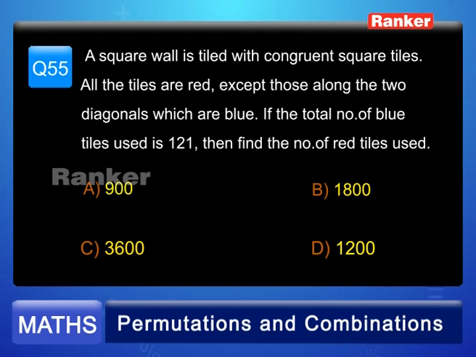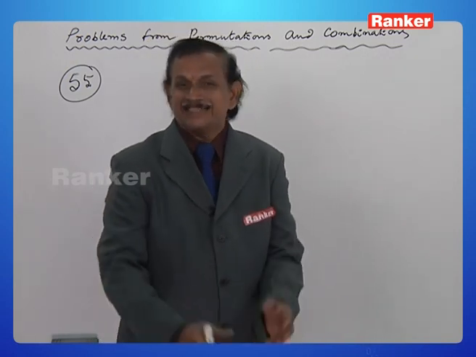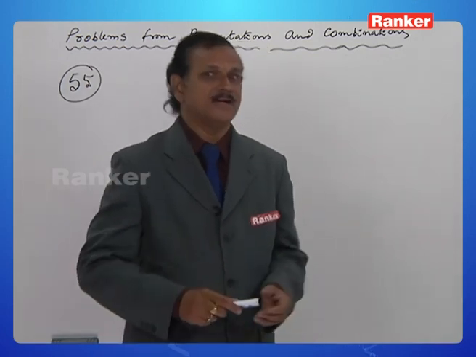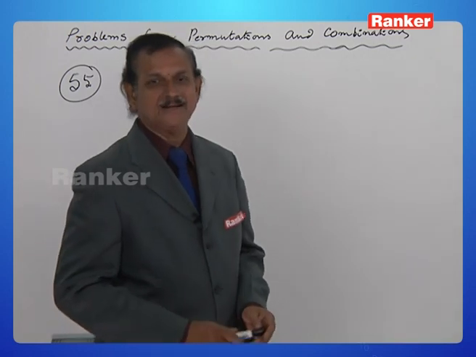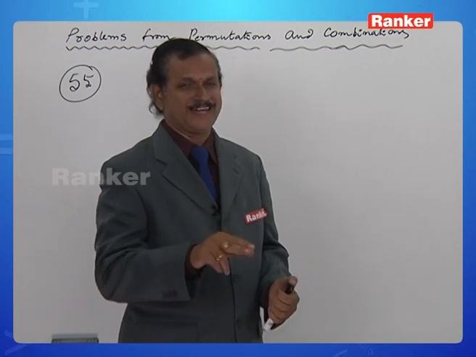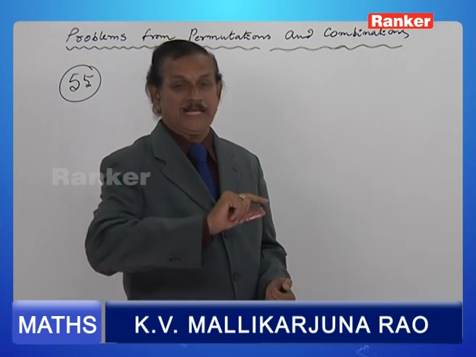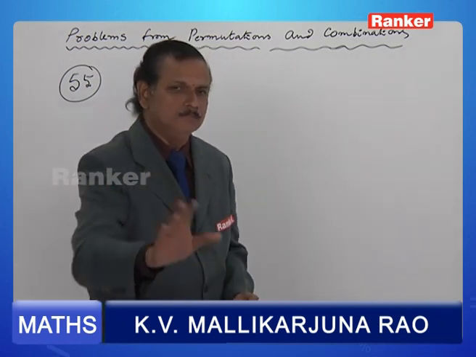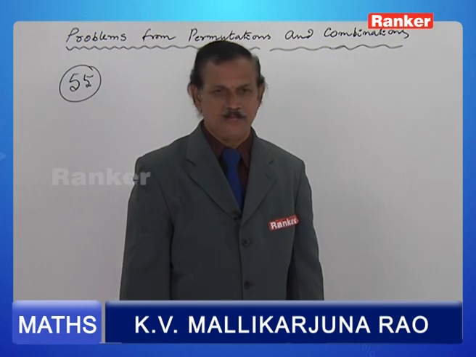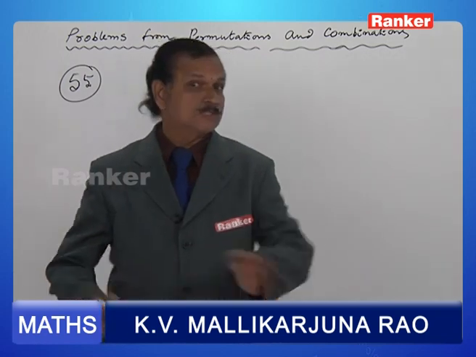There is a big wall which is in the shape of a square. It has been tiled with congruent square tiles, those tiles are also in the shape of a square. Those tiles are of 2 colors, red and blue. Moreover, those tiles which are placed on the diagonals are only blue. All the remaining are red. He is saying all the tiles are red except those along the 2 diagonals which are blue, and the total number of blue tiles used is 121.